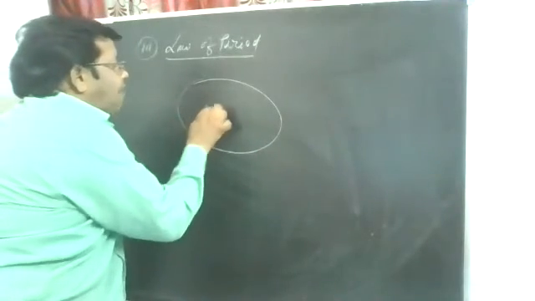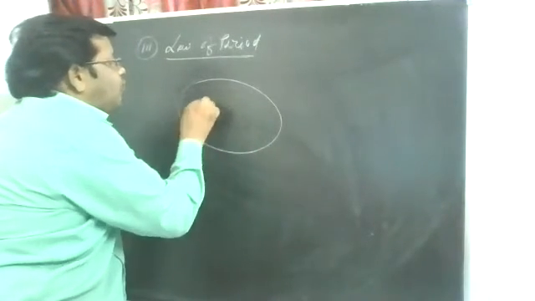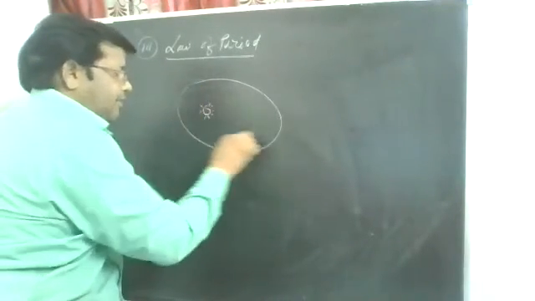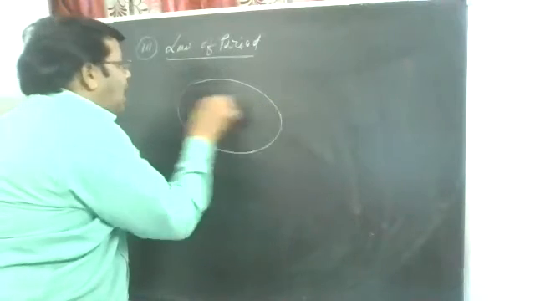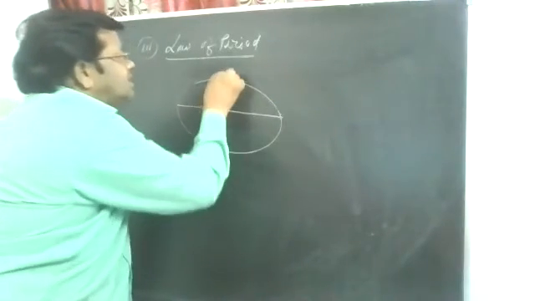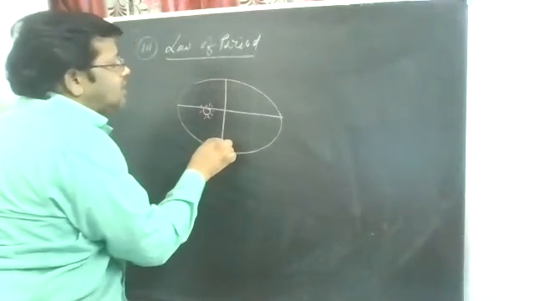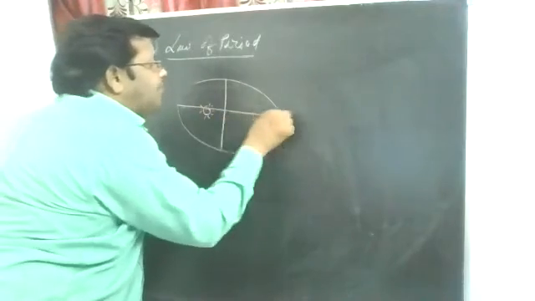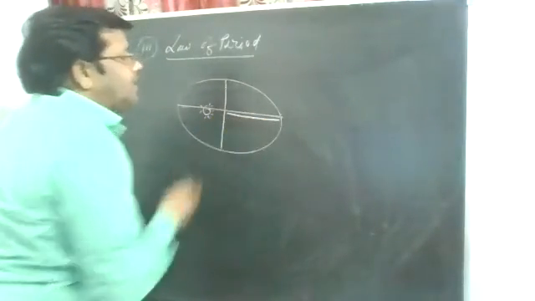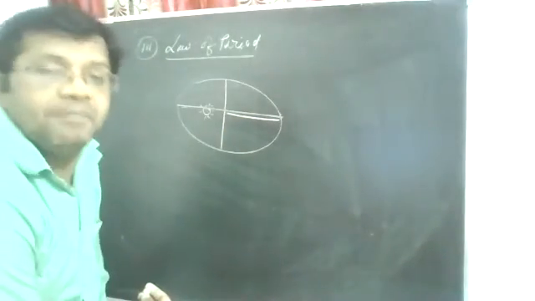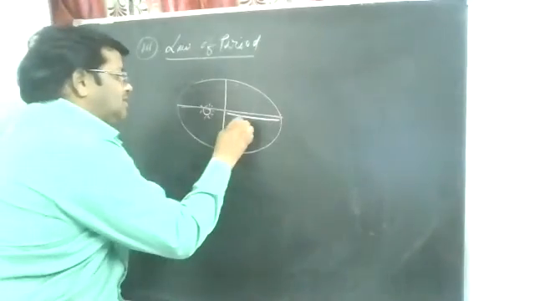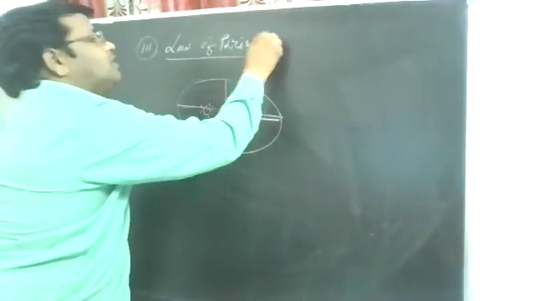Now, according to this law, when the planets move around the sun, the time taken to complete one full revolution is called the time period. And this is the major axis, this is the minor axis, and half of the major axis is the semi-major axis. Now, what is the third law?